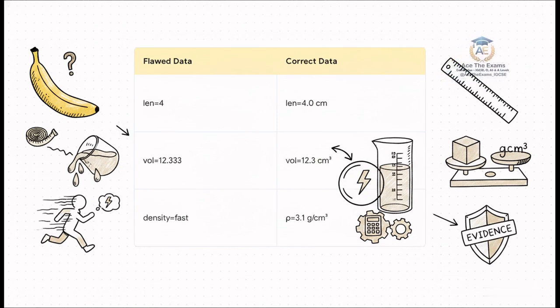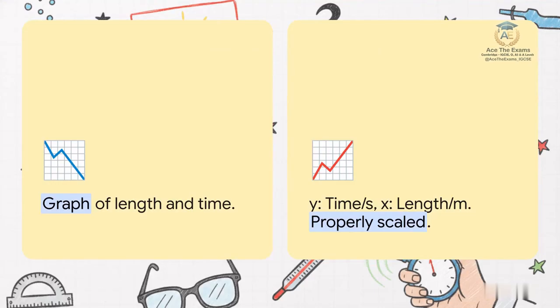Refusing to round too early and writing precise units, that is your ironclad evidence. Now let's level up and apply this framework to graphing. Writing "graph of length and time" is just way too vague. Which one goes on the y-axis? What are the units? You're practically giving away marks.